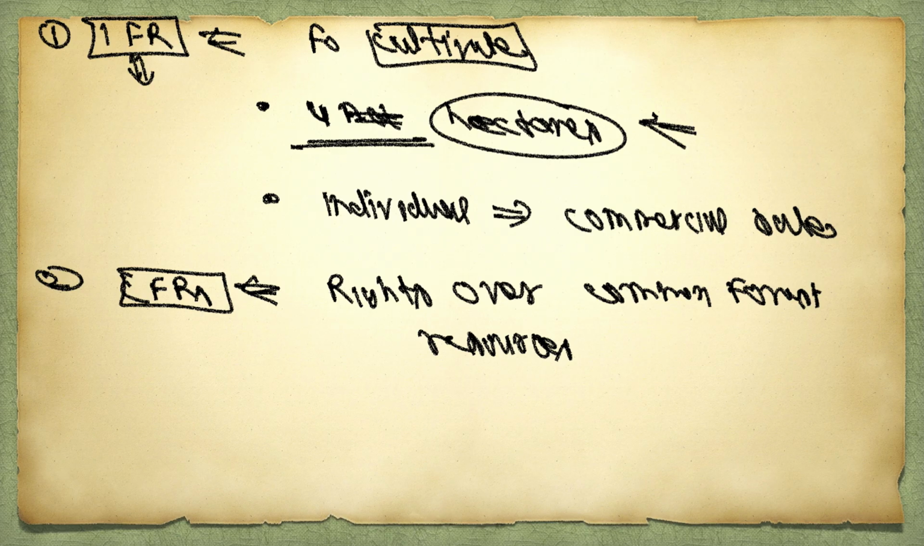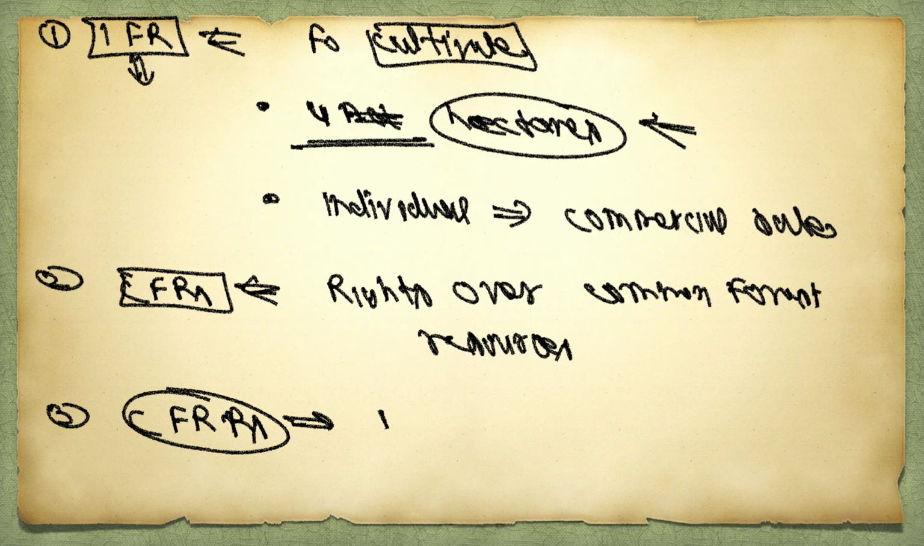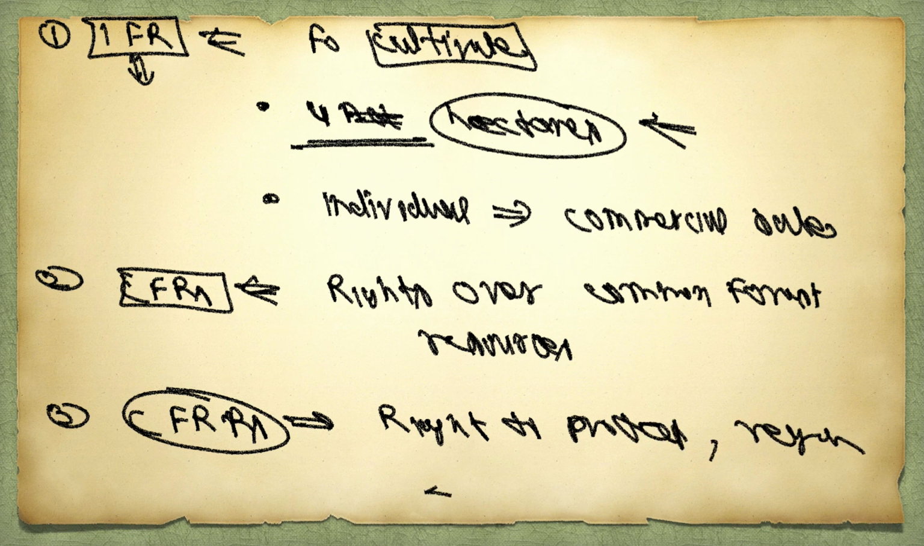Understand? Another, third point is related to community forest resources rights. Very important. Right to protect, regenerate, and conserve forest resources. Very important, Gram Sabha plays a key role.